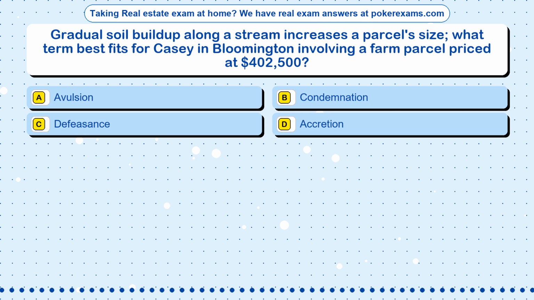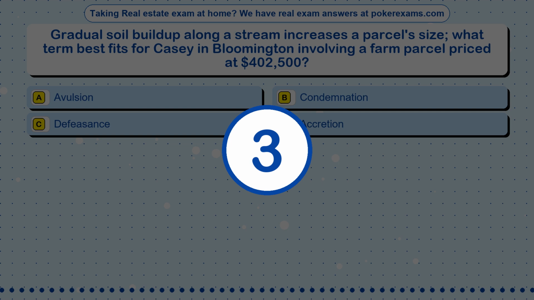Question 64. Gradual soil buildup along a stream increases a parcel's size. What term best fits for Casey in Bloomington involving a farm parcel priced at $402,500? Option A. Avulsion. Option B. Condemnation. Option C. Defeasance. Option D. Accretion.